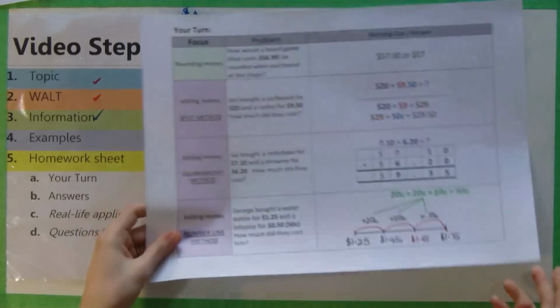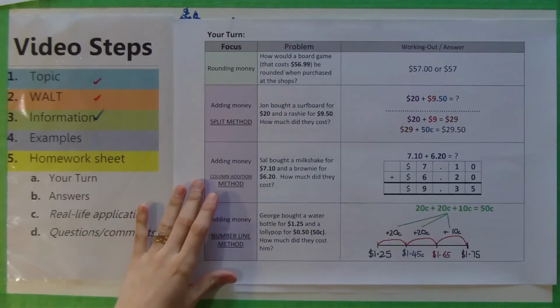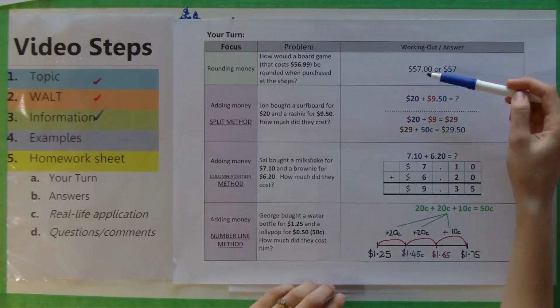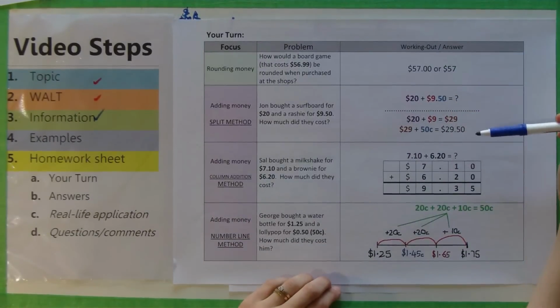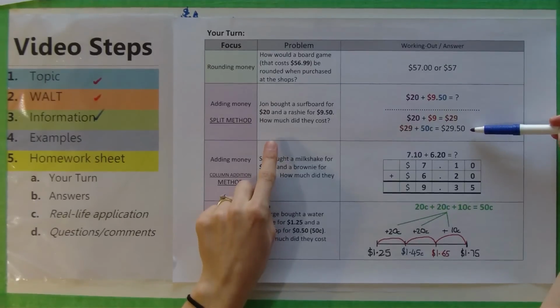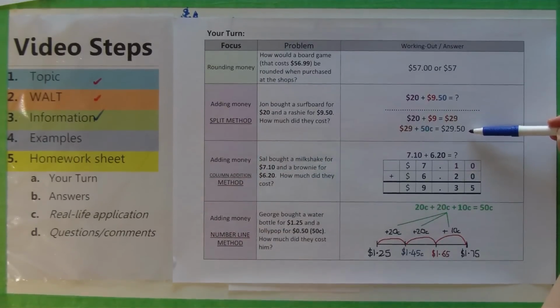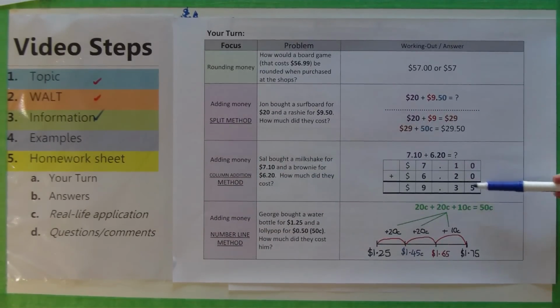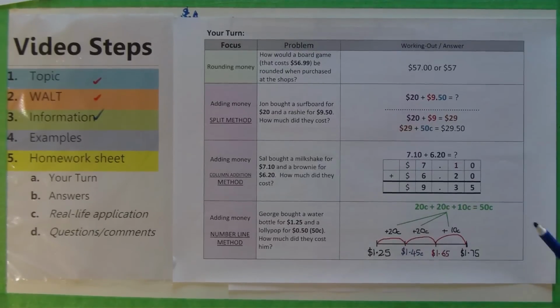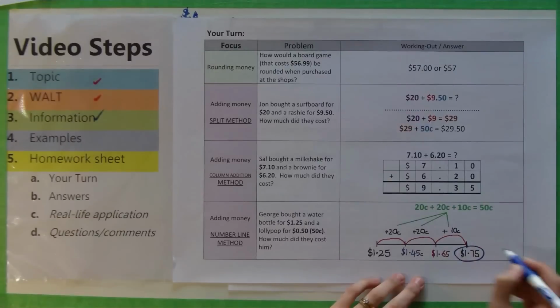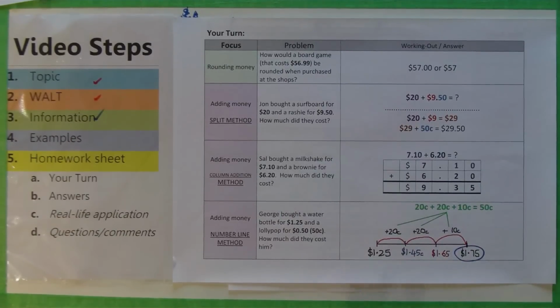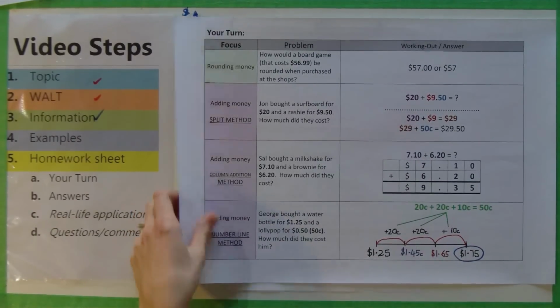Here are the answers. For the first one here, that would be rounded to $57. Question number 2, the answer would be $29.50. Question 3, $9.35. Question 4, it would be $1.75. Please mark those on your homework sheet.